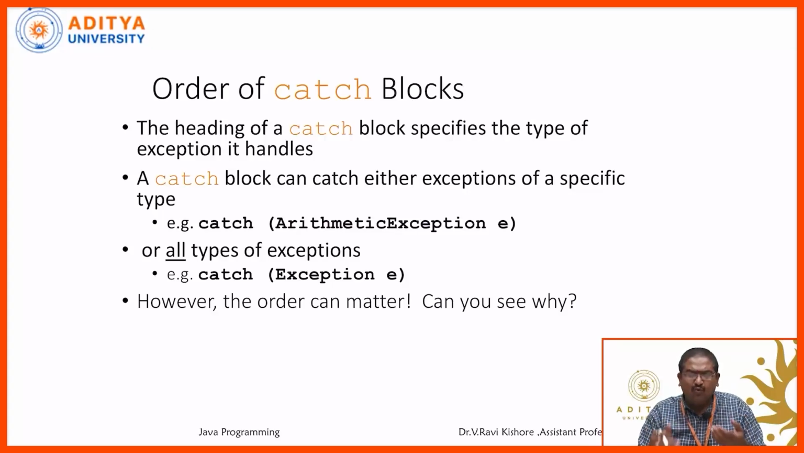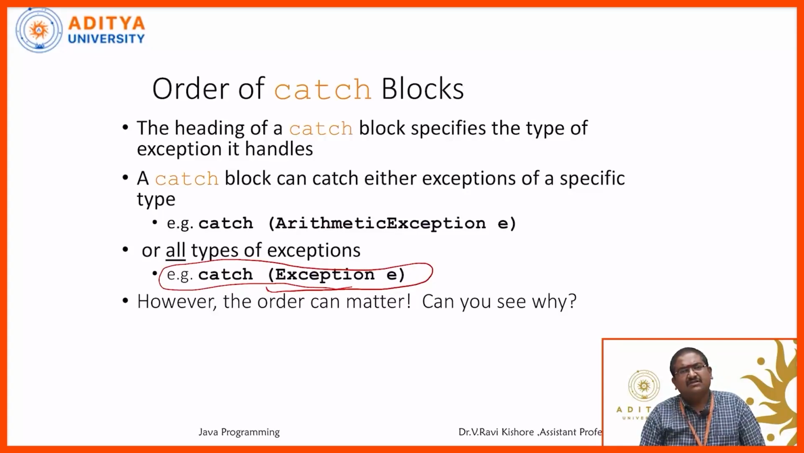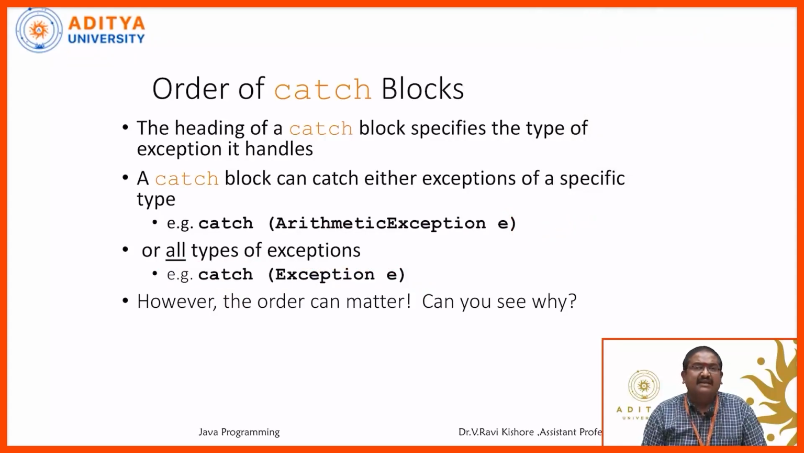For example, if you don't know exactly what exception it is, if you don't know the exception name, at that time you can write it like this: catch, within the brackets, Exception e. Here, if you write like this, the compiler automatically handles its own exception. If you specify ArithmeticException, the statement inside this block will be printed. Clear?